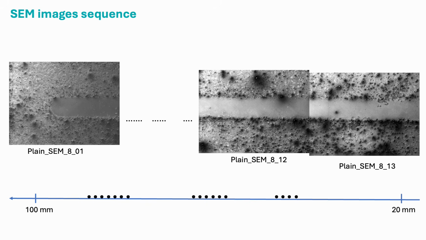This is one of the examples of how SEM tiles are presented in the dataset that you have. For example, on the rightmost image, we have an image named plane SEM 8_13. 8 is the track ID and 13 is the image number. It represents the first image, basically corresponds to 20 mm. And if you place the next image on the left side of the first image, you get closer to the 100 mm. And the last image, 801, corresponds to the 100 mm image.